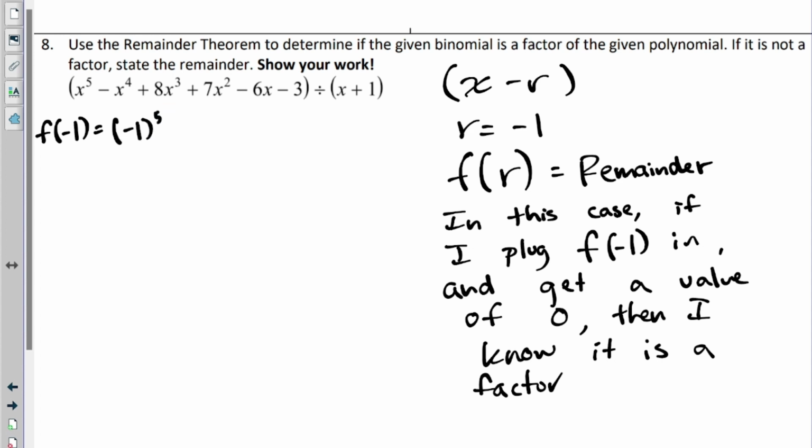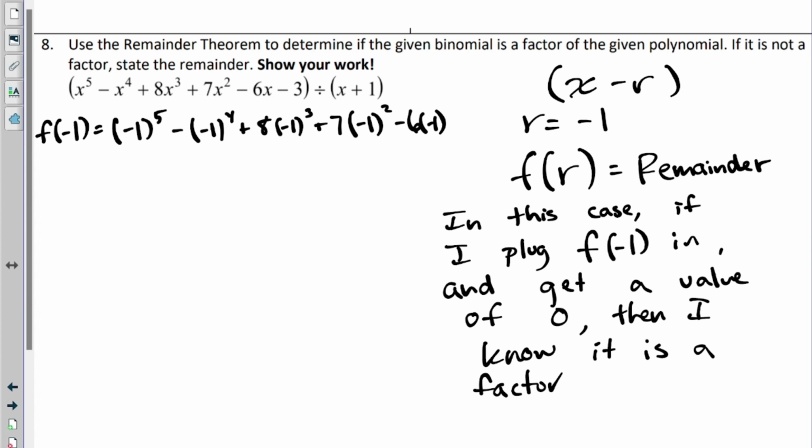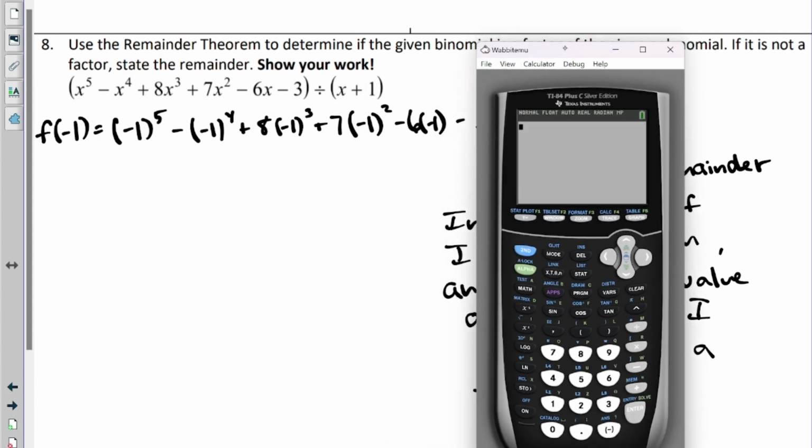And so we have negative 1 to the 5th minus negative 1 to the 4th plus 8 times negative 1 cubed plus 7 times negative 1 squared minus 6 times negative 1. Oh no, I ran out of space. And then minus 3. And then this is where we just plug it into a calculator. So we have our handy dandy TI-84 here. And then we just type it all in at once.